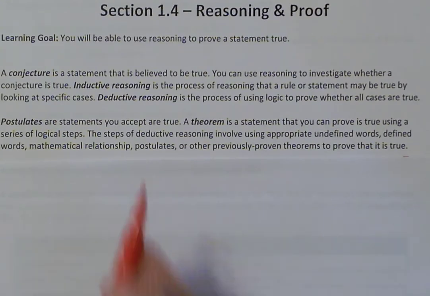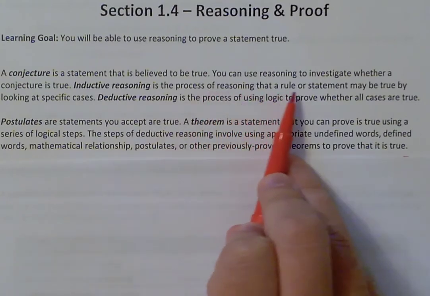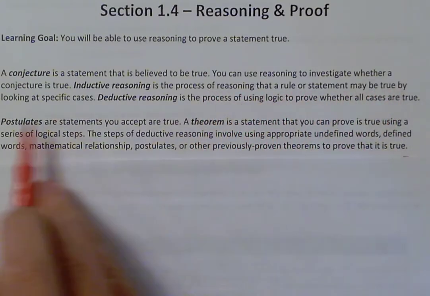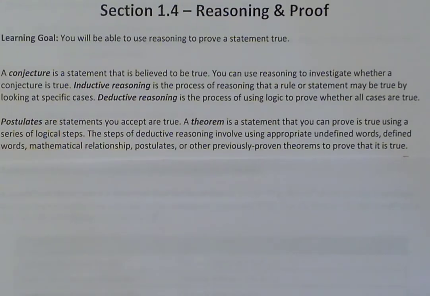All right, inductive reasoning is the process of reasoning that a rule or statement may be true by looking at specific cases. So if I wanted to go through and use inductive reasoning to prove my statement true, you need to look at specific cases. So for my conjecture of every October is rainy and cold, what we're going to do is go back and look at past Octobers to state whether or not it's rainy and cold in October.